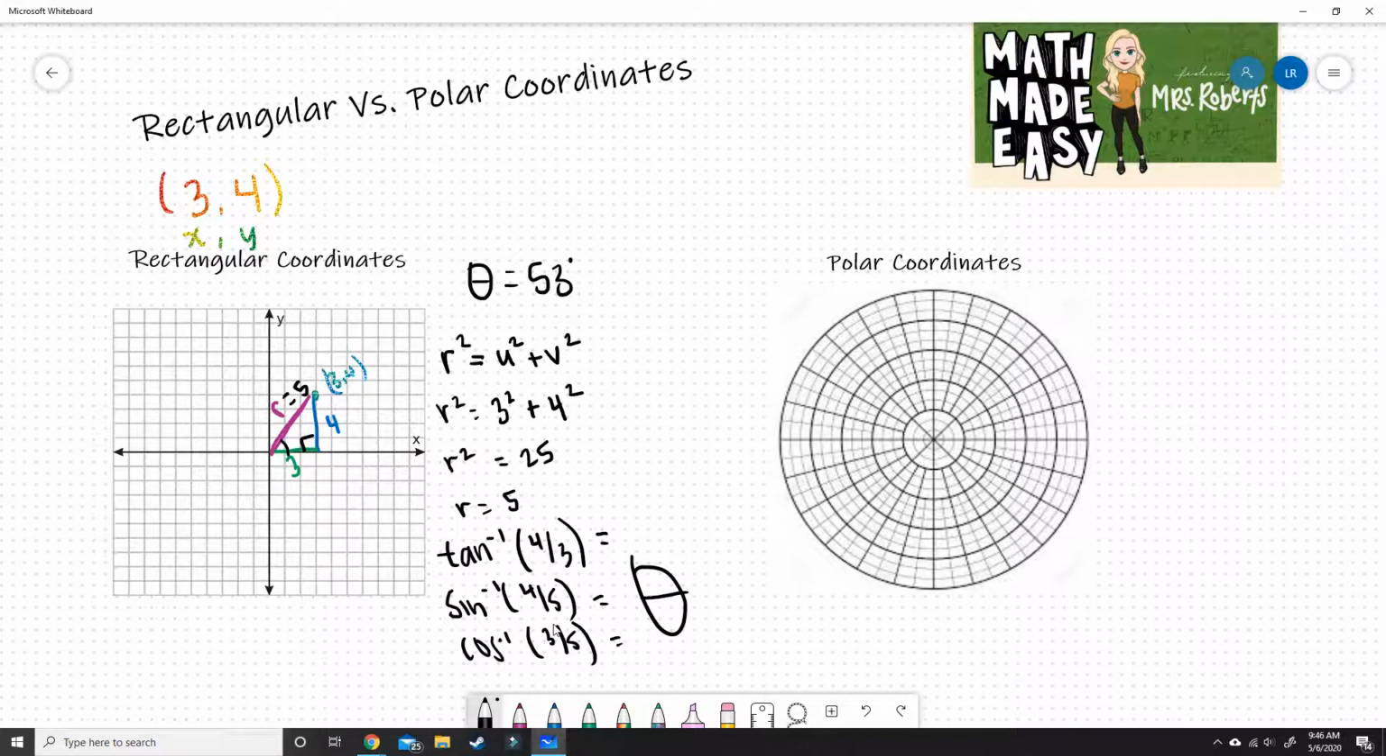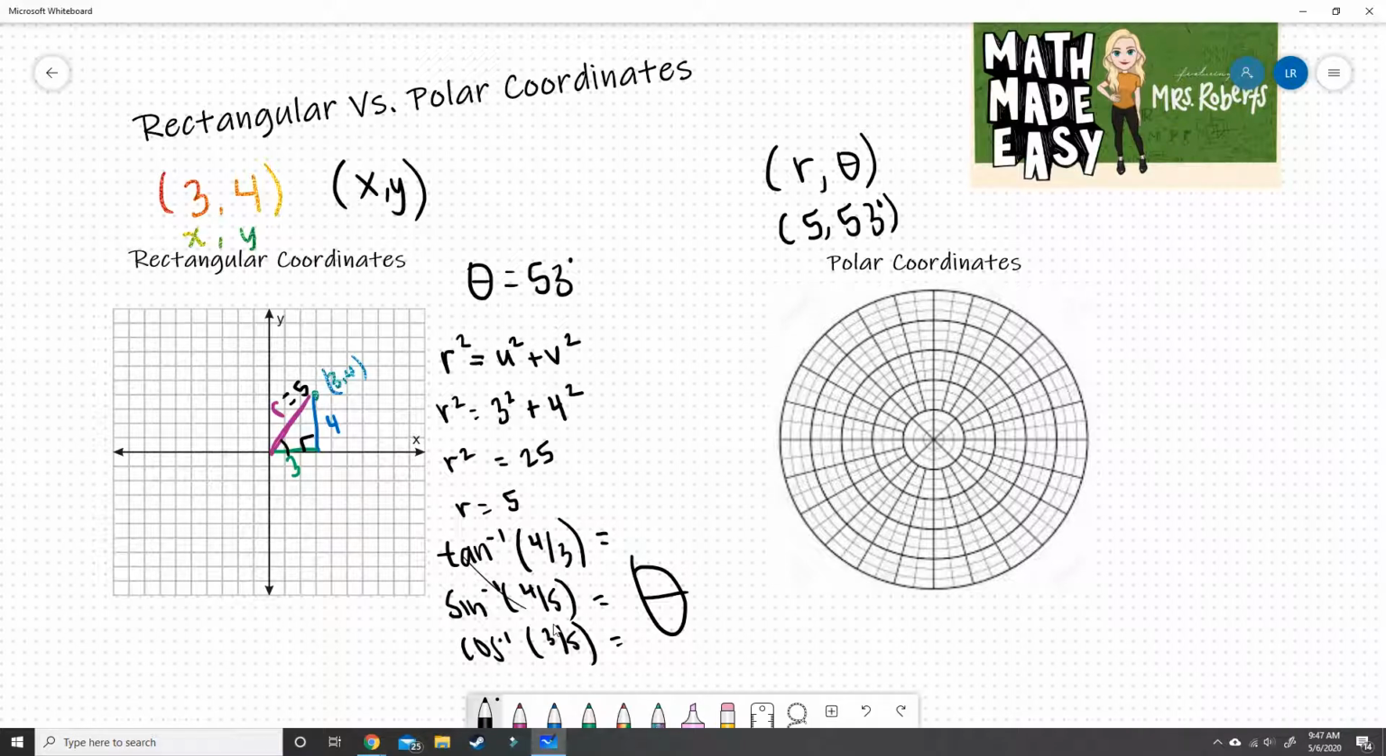Polar coordinates are a little bit different. Rectangular coordinates are always in the form of x and then y. Polar coordinates are always in the form of r and then theta. And we just figured out all of that information here. And so we could rewrite this in terms of a polar coordinate. Well, r was 5 and theta is 53 degrees.